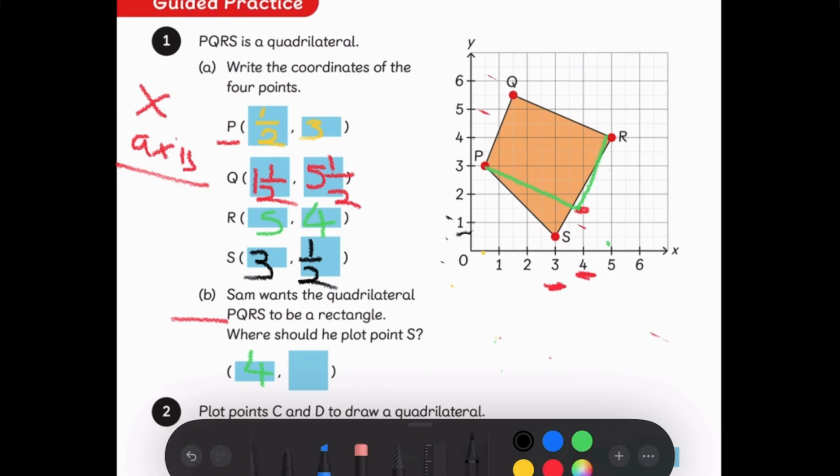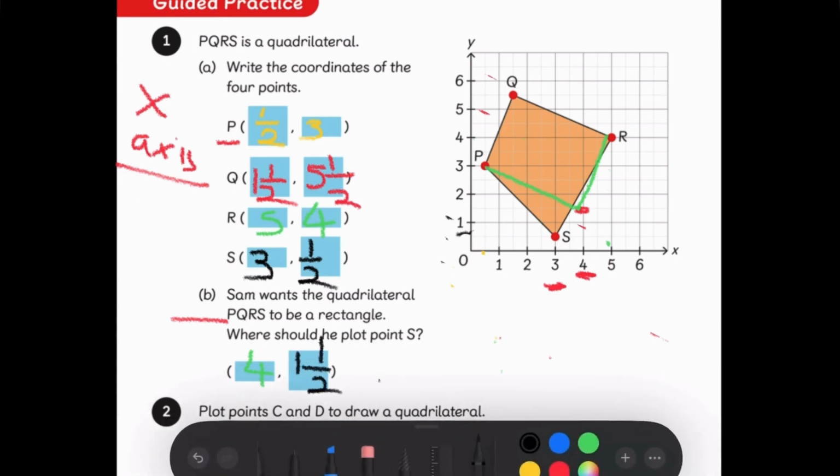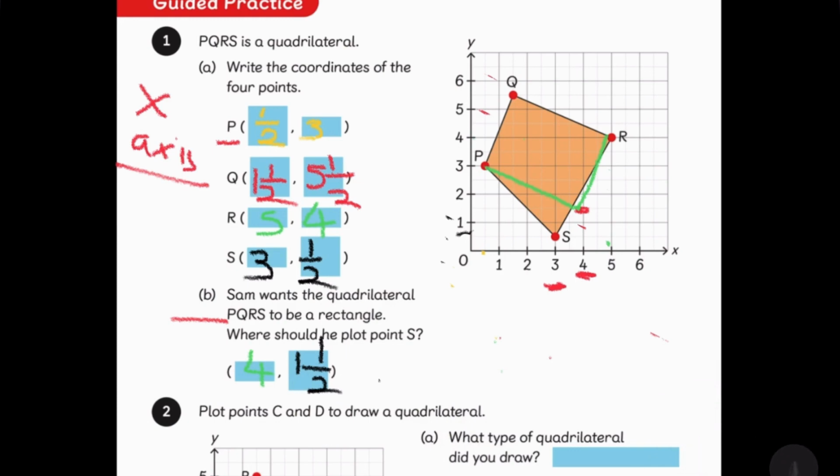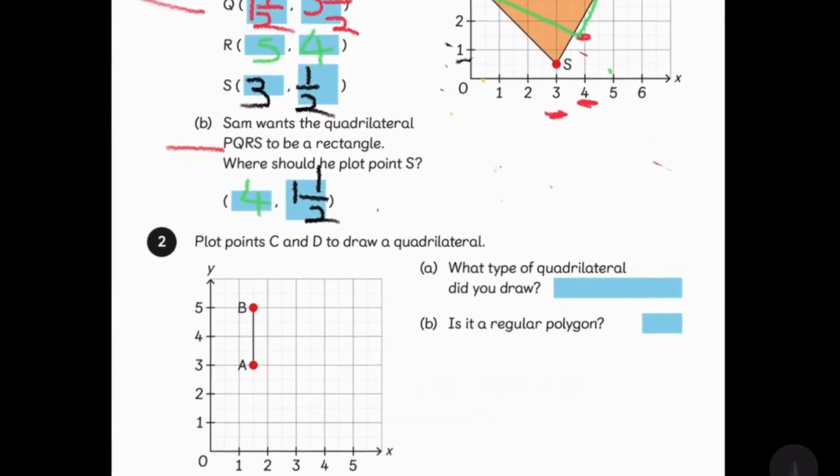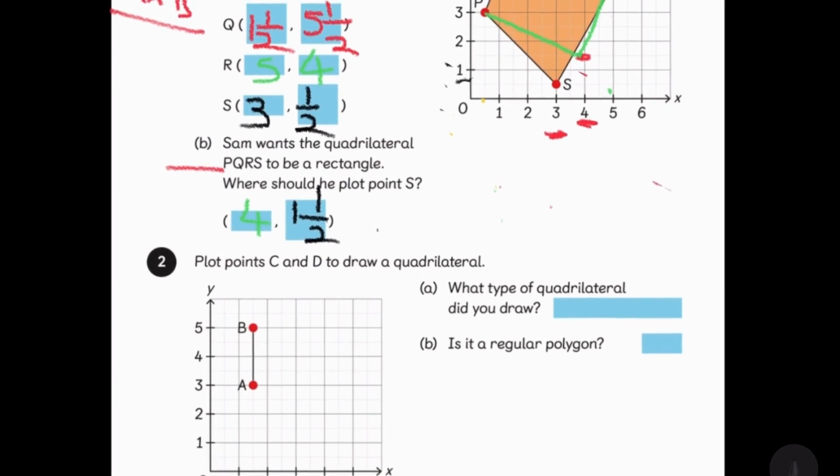Let's do the last one. Plot C and D to draw a quadrilateral. Now here we have been given the coordinates for A and B. They want us to draw a quadrilateral. So what type of quadrilateral did you draw if you plot C and D? So let's plot our C and D here.